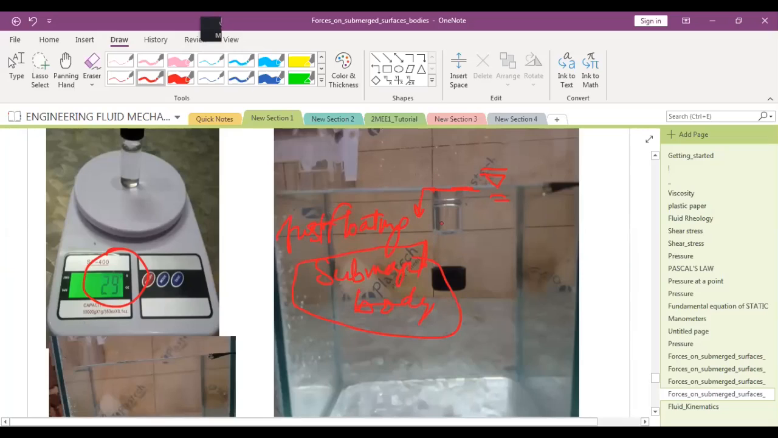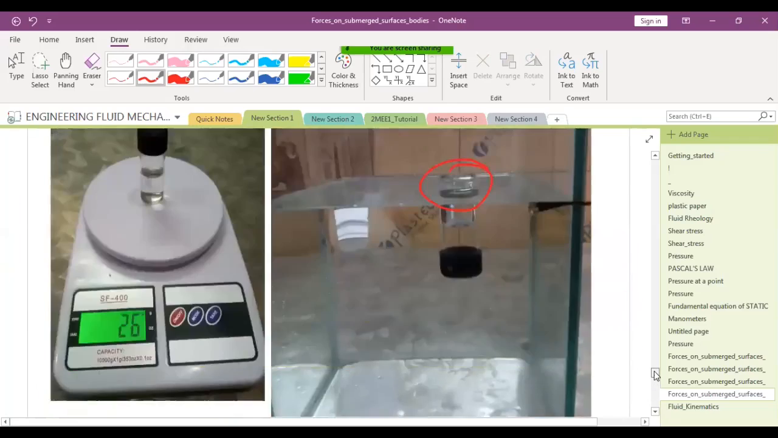Are you clear? So here at this position, buoyant force and weight of the body are being balanced in this orientation. Likewise in the previous cases also.